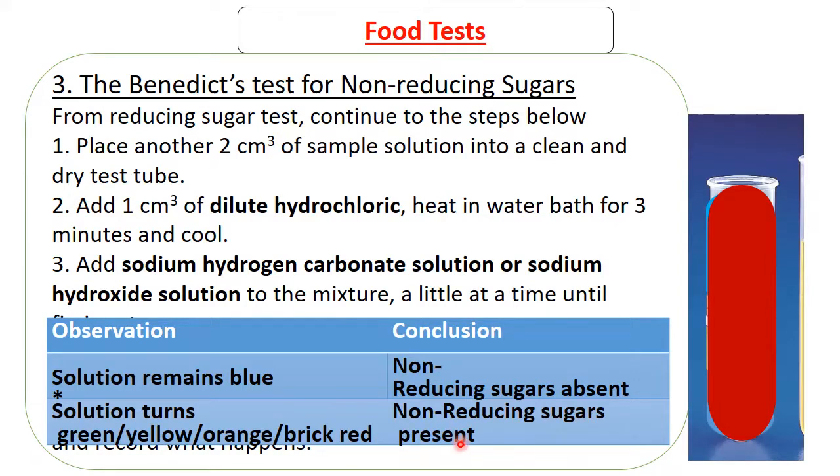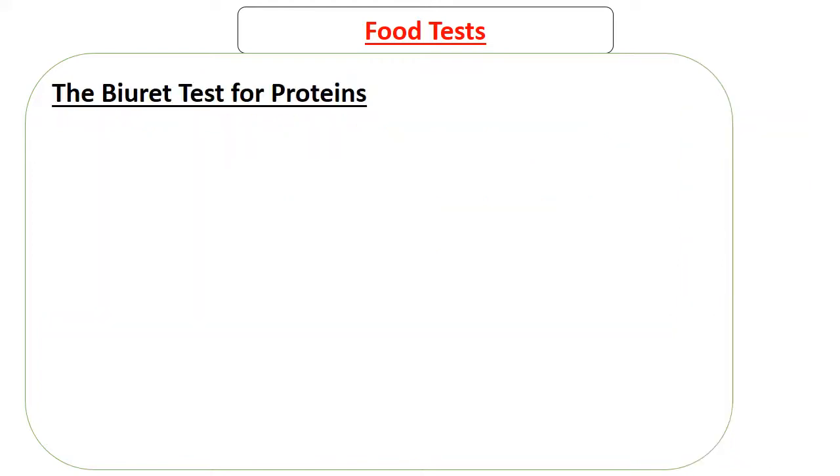non-reducing sugars present. Again, if the solution turns green, it means there is just a bit of non-reducing sugars. If it's yellow, it means there is a bit more non-reducing sugars. Orange, again, we have more non-reducing sugars as compared to when it was yellow. Then brick red, it means we have plenty of non-reducing sugars.